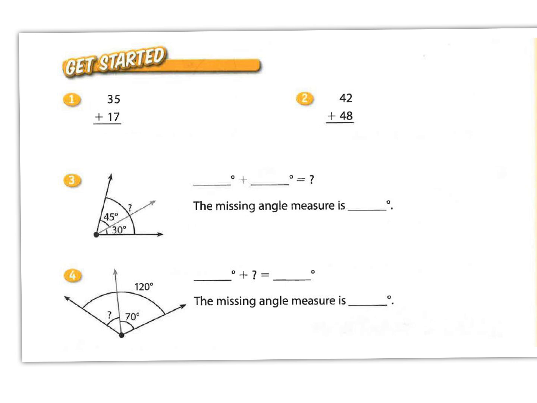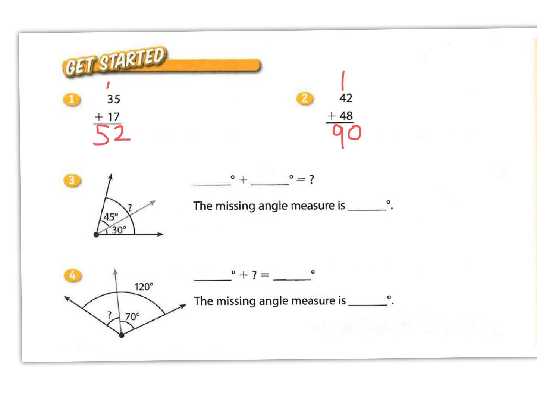All right, so let's do a little bit of review here. We're going to do some addition first. 35 plus 17, when we start in the ones, 5 plus 7 is 12. Put the 2, carry the 1. 1 plus 3 is 4, plus 1 is 5. Over here we have 42 plus 48. 2 plus 8 is 10. Carry the 1. 1 plus 4 is 5, plus 4 is 9.